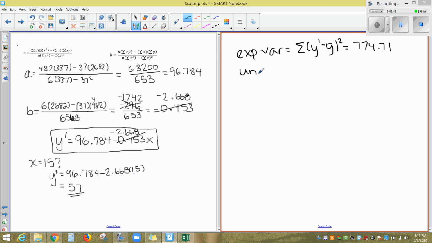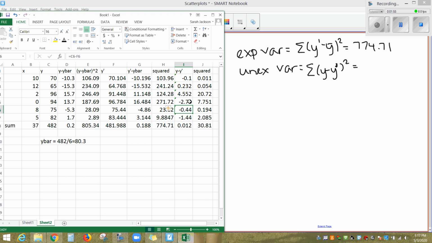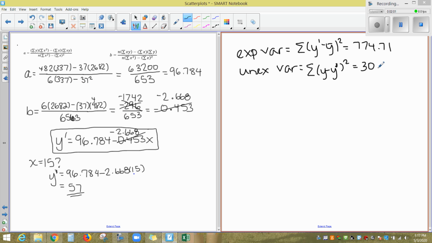Okay. Our unexplained variation is the sum of the Y minus Y primes, that thing squared. And so that would be our far right column, which is 30.81. Okay, and if I add that up, I get 805.52.